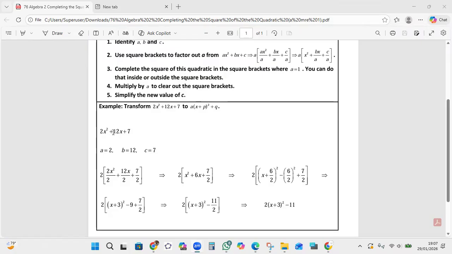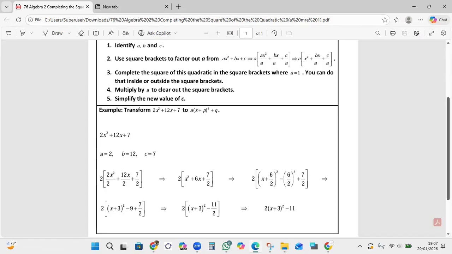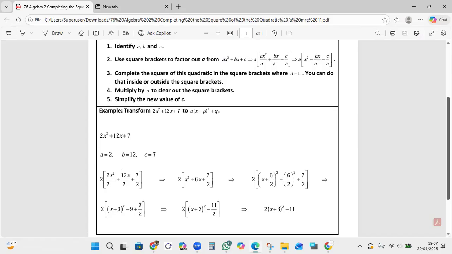And we want to transform it for it to look differently, for it to look like a (x plus b) all squared plus q. So a, which is 2, has to be outside of the open bracket in your final answer. Now remember the steps. Let's go a little bit above to have the whole window in view.